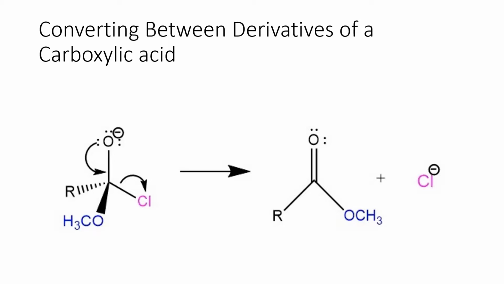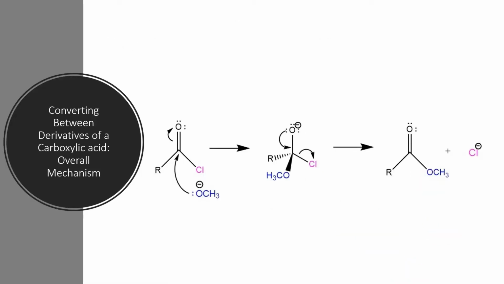The chloride ion is the conjugate base of HCl, which is a strong acid, whereas if we look at the conjugate base of the methoxide ion, it's methanol, which is not a strong acid. So in this case, the chloride ion is the one that leaves to form our final product in this reaction, where we now have an ester and we started with an acid chloride. We can see that here, start with an acid chloride to this tetrahedral intermediate to get this ester as our final product.